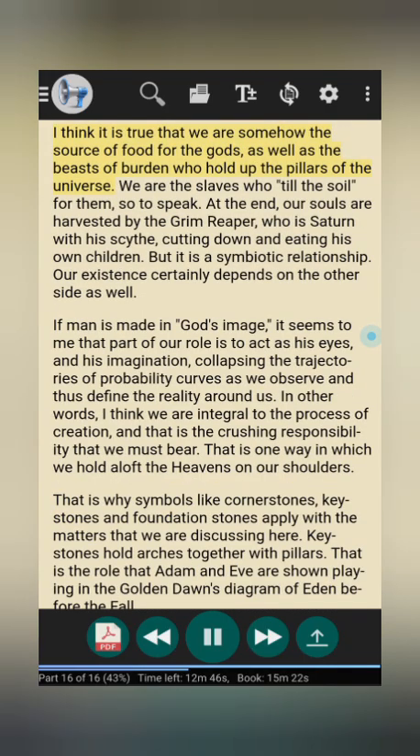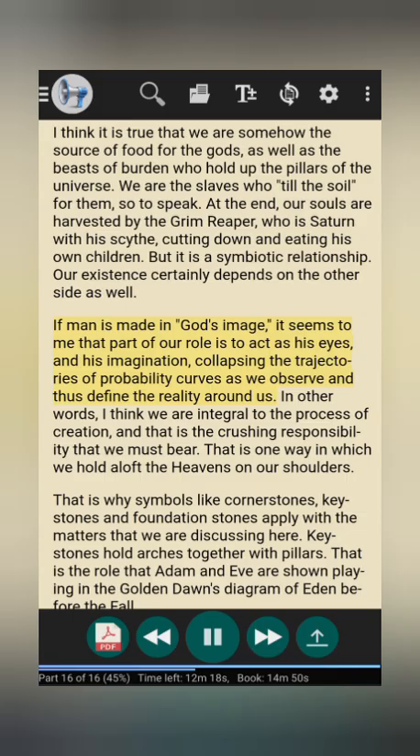I think it is true that we are somehow the source of food for the gods, as well as the beasts of burden who hold up the pillars of the universe. We are the slaves who till the soil for them, so to speak. At the end, our souls are harvested by the grim reaper, who is Saturn with his scythe, cutting down and eating his own children. But it is a symbiotic relationship. Our existence certainly depends on the other side as well.